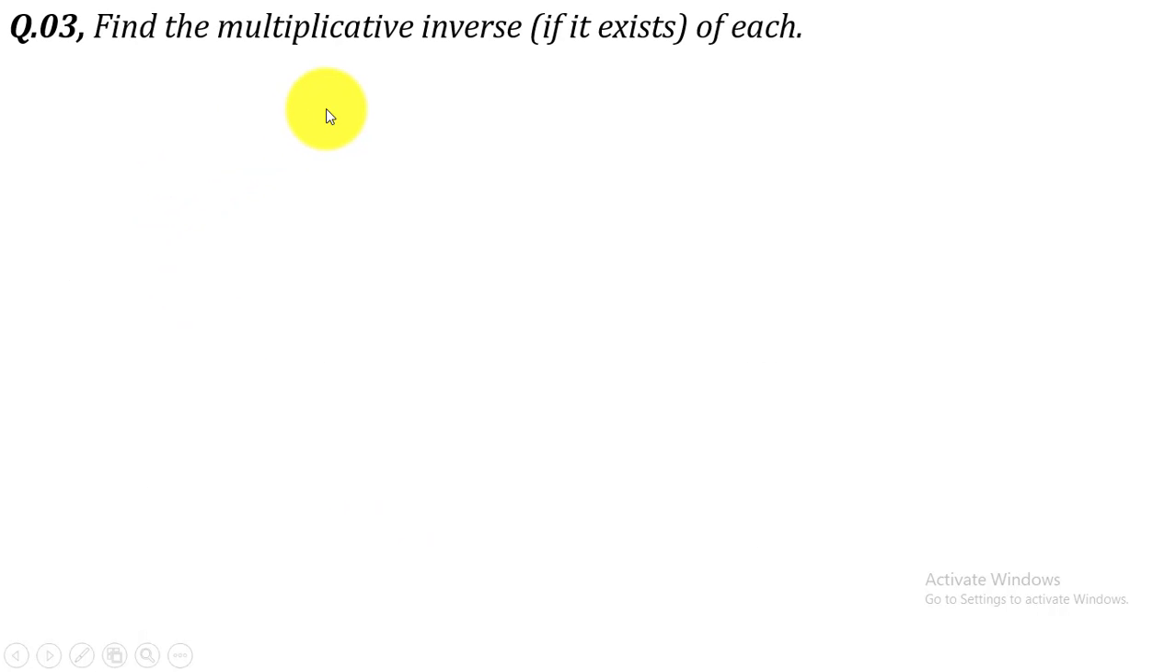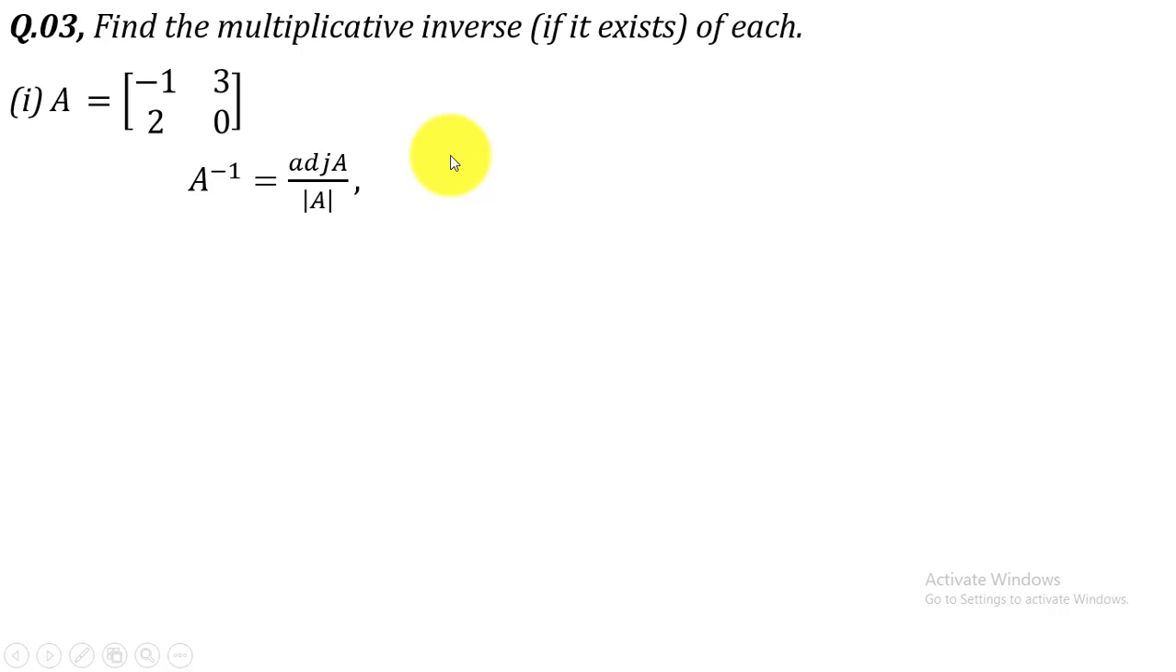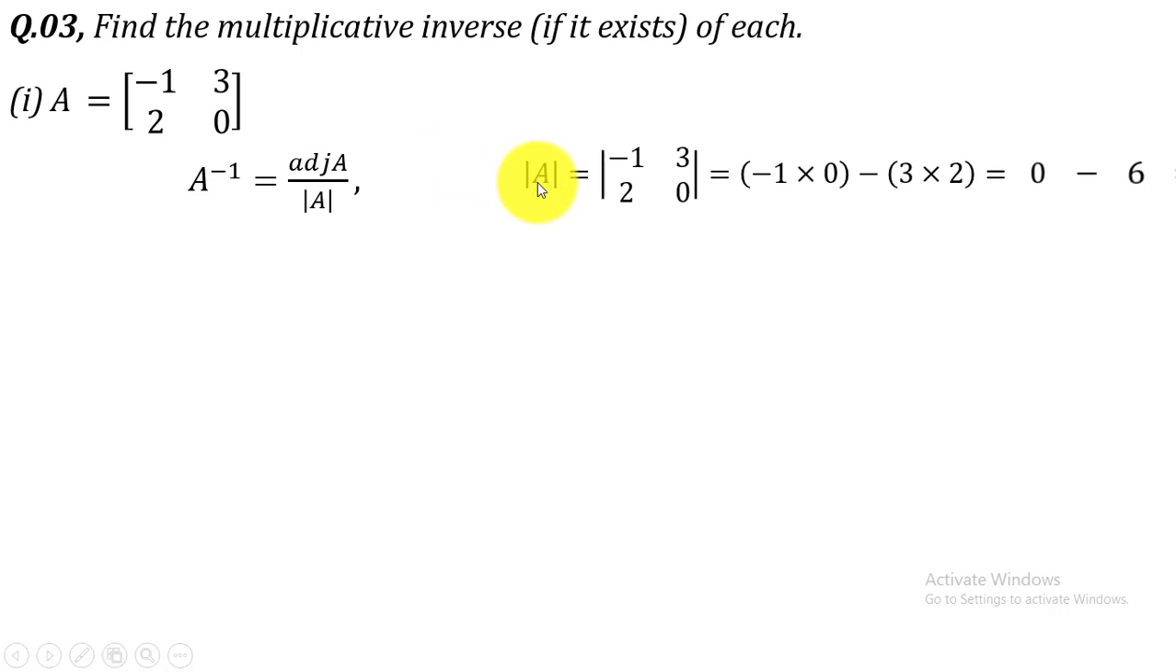In third, find the multiplicative inverse, if it exists, of each. In first, matrix A is equal to elements negative 1, 3, 2 and 0. We find A inverse as shown. First, we find the determinant of matrix A, that is equal to the determinant of elements negative 1, 3, 2 and 0. That is equal to negative 6.